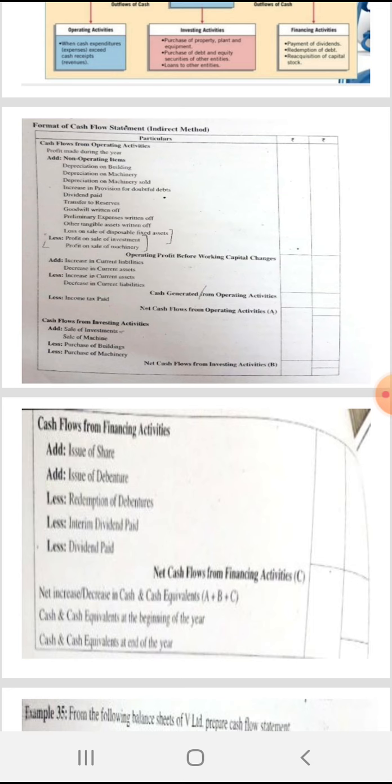In this we will add increase in current liabilities and decrease in current assets, and we will deduct increase in current assets and decrease in current liabilities. Now the total will be cash generated from operating activities. In this we will deduct income tax. Then the answer will be net cash flow from operating activities, that we will mark as A.